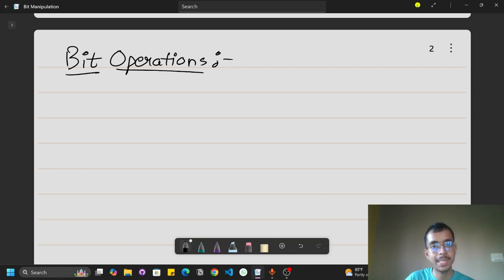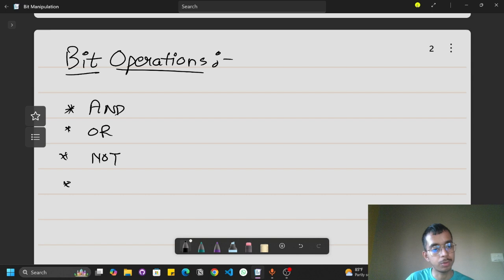So I'm going to quickly list down the operations which you can apply on any bit. First is AND, second is OR, third is NOT, fourth is your XOR. Okay. Then you have right shift, then you have left shift.